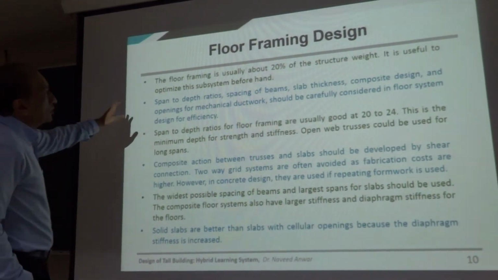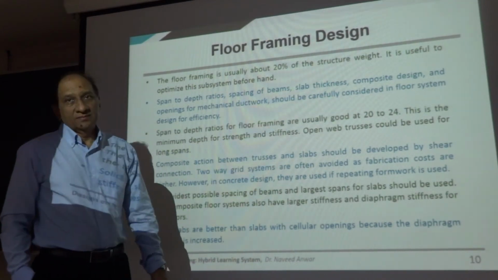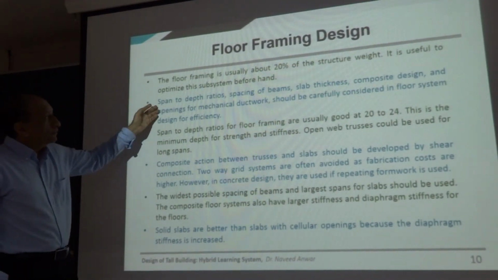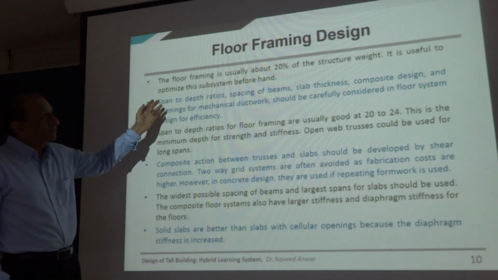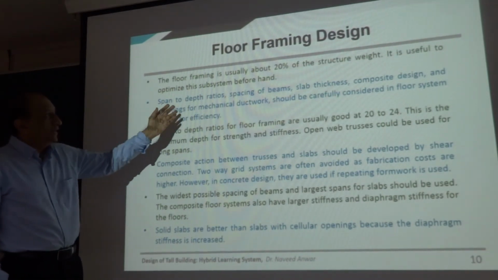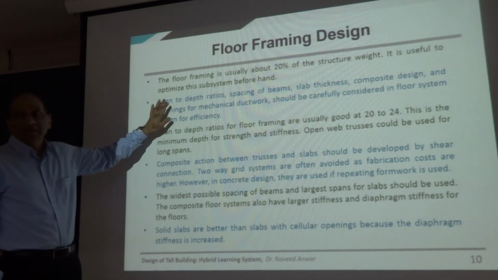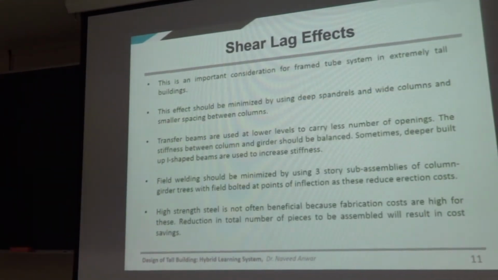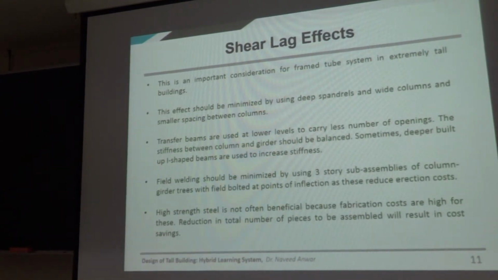So the floor framing is usually about 20% of the structural weight, right? So we have to optimize it, maybe sometimes more. Span to depth ratio, spacing of beams, slab thickness, composite design, openings for mechanical ductwork should be carefully considered. So these are the things that you need to consider. These are some other concepts that will come in.